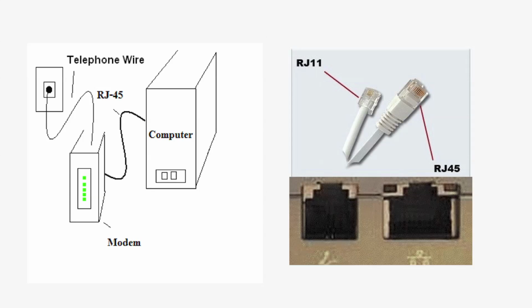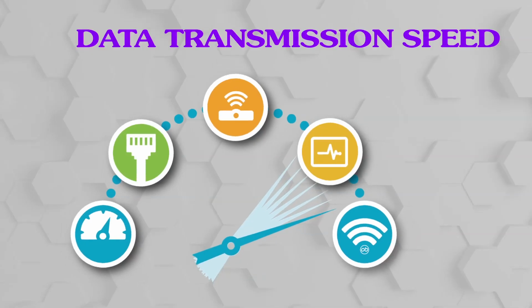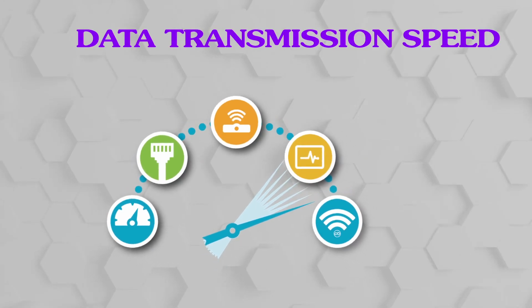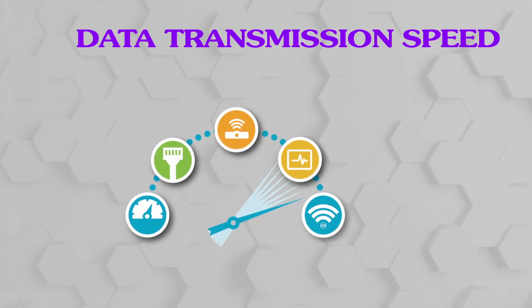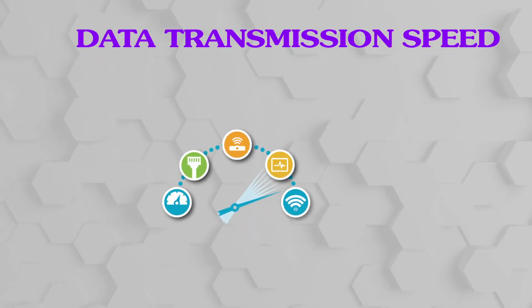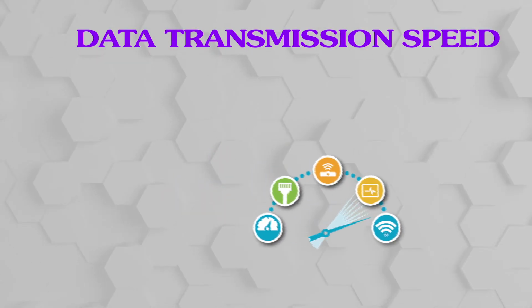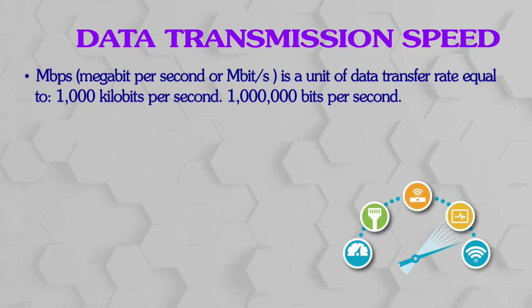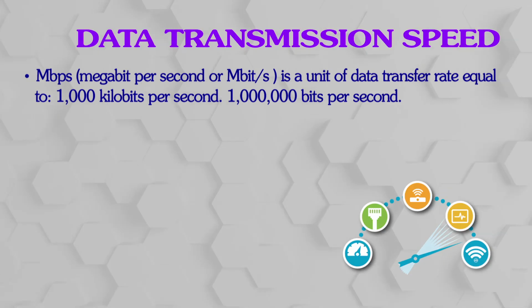Now, data transmission speed. How fast data can be transmitted from one system to another system is sometimes called the bandwidth. The bandwidth is a data transmission rate that tells the maximum amount of information, that is bits per second, that can be transmitted along a channel. It is measured in megabits per second and gigabits per second. A megabit is a unit of data transmission equal to 1000 kilobits per second.